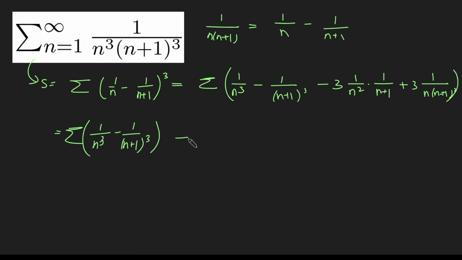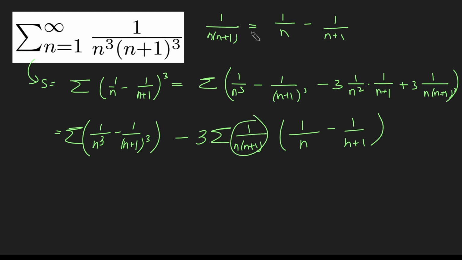And then I've got minus 3 lots of the sum of 1 over n squared times 1 over n plus 1, minus 1 over n times 1 over (n plus 1) squared. So that's 1 over n times 1 over (n plus 1), and then I've got in here 1 over n minus 1 over n plus 1. Well, this is this familiar identity up here again, and we've also got that here. So in fact, we can write this sum, and this guy stays the same.